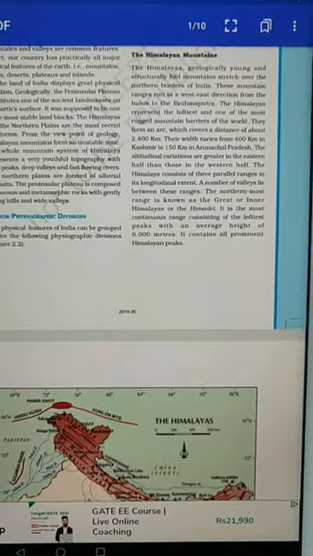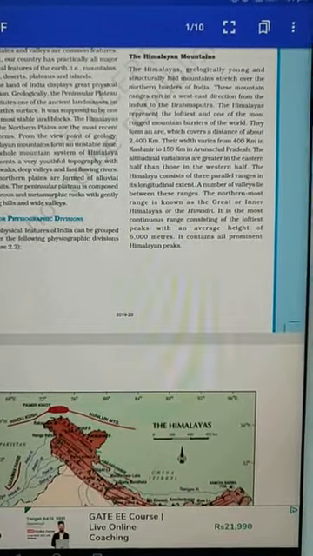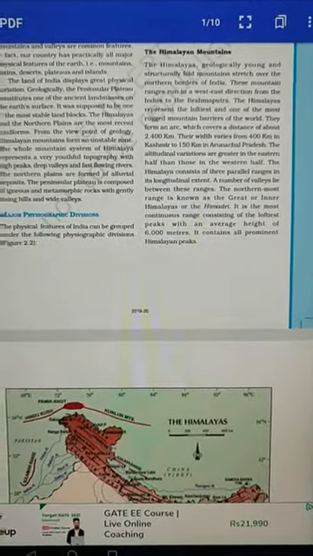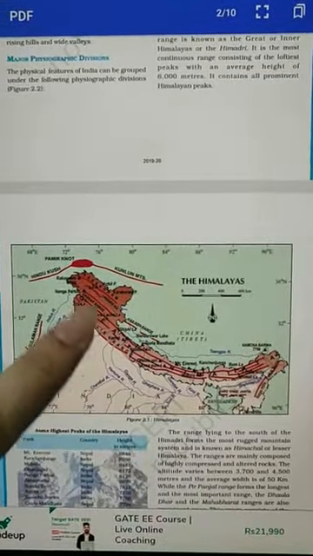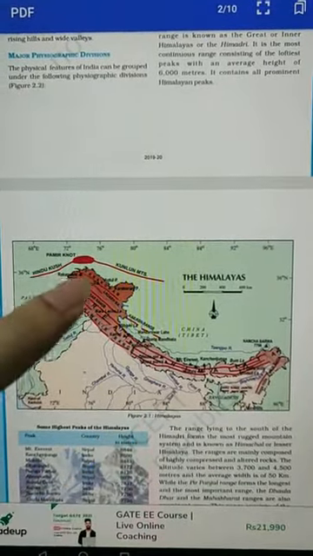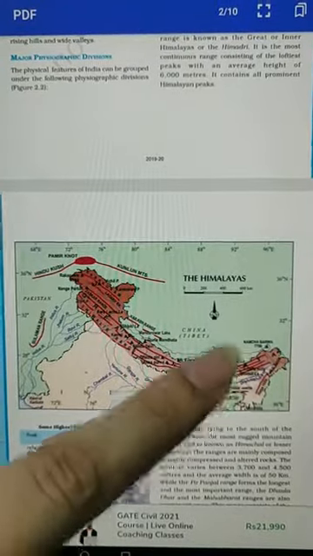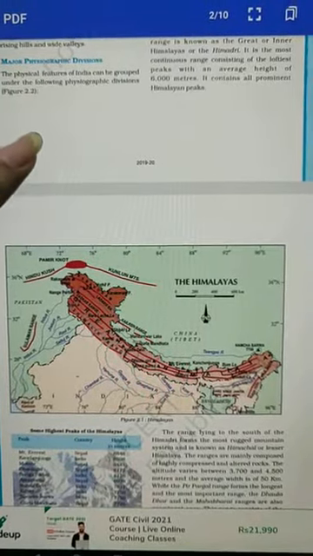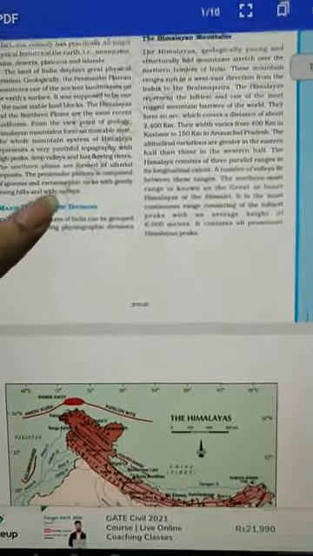Himalayas are geologically young and structurally fold mountains which stretch over the northern borders of India. Now look here, this is the map of India, and the red or brownish color area which you can see here is the area of the Himalayan mountains. Okay, now I'll keep explaining and you just keep looking at the map also, whatever I explain.